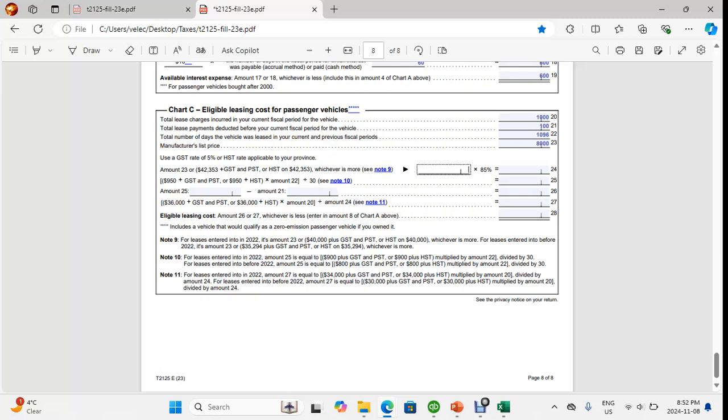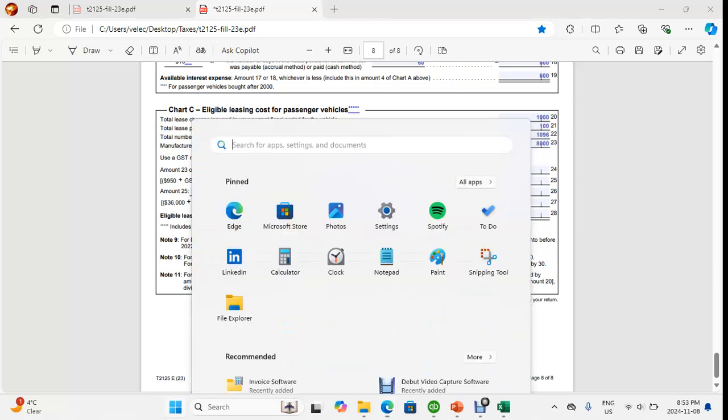Now, apart from that, you will also need to declare this box over here. And for this box, we'll need to use note 9. So note 9: for leases entered into in or after 2022, it's amount 23 or 40,000 plus HST, whichever is more. For leases entered into before 2022, it's amount 23 or 35,294 plus HST.